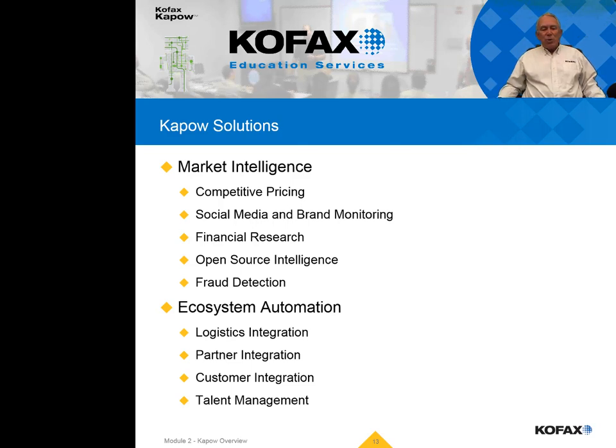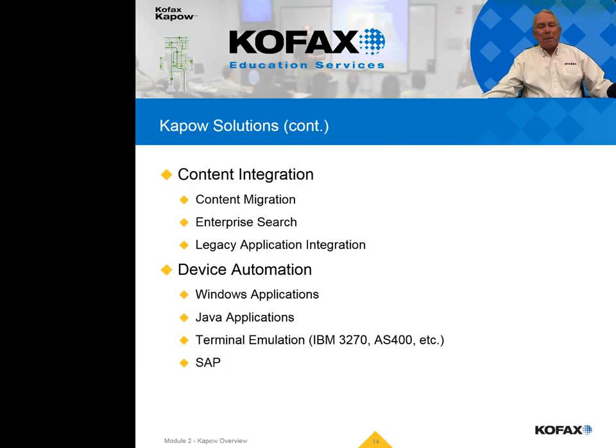Partner integration, customer integration, talent management. Maybe you want to go out on a website that people have posted resumes on, and you want to gather information there. A human resource department might find a Kapow robot a very useful tool to accomplish that. Content integration, where you're migrating content from one system, maybe an ERP system, to another one. You can do that. Enterprise search, legacy application integration.